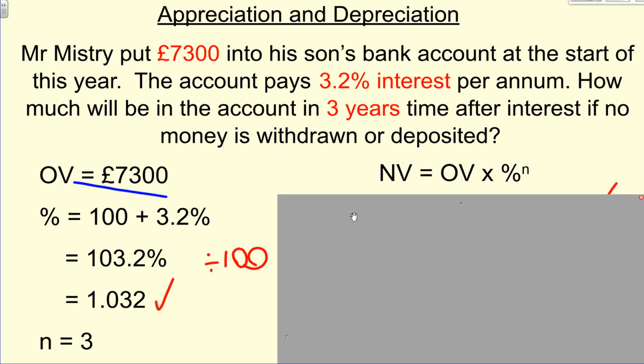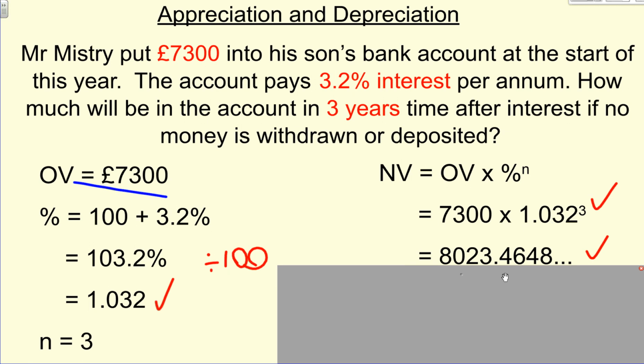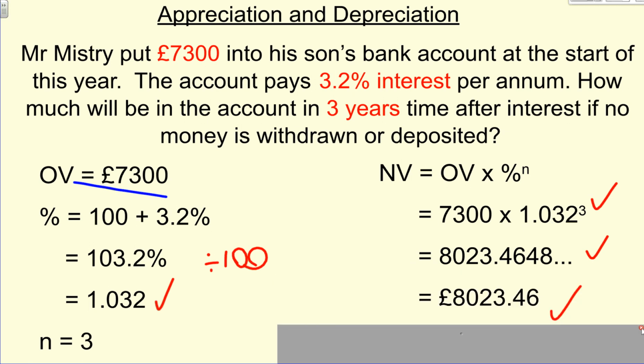So now we can look down that formula, and I did say in class, if you don't want to write that formula down, that's fine, but just remember that you want the original times by the percentage to the power of the number of times it happens. The original is 7,300, and we're using this decimal here, 1.032, and it's to the power of 3. Put that in your calculator and you get this number here, so then you just have to do some rounding.